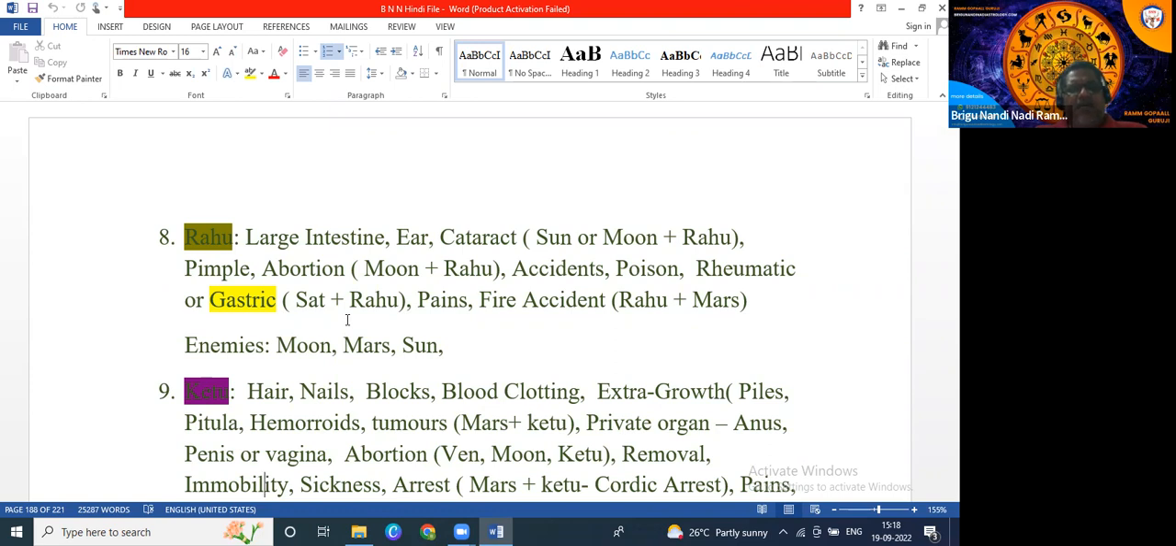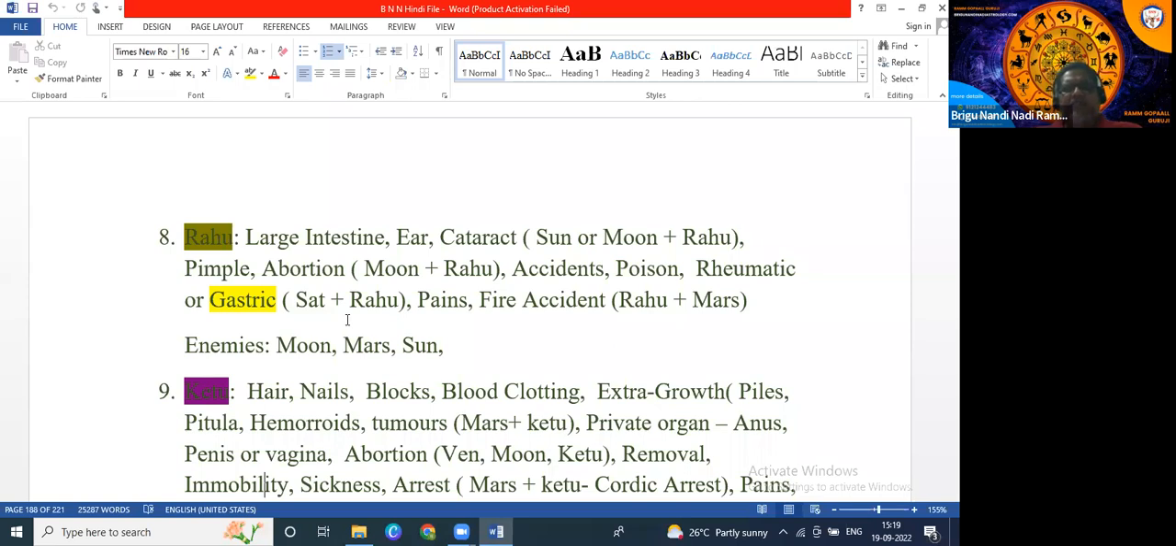And pimples are Rahu, and abortion is Moon Rahu. So Moon is Garbha and Rahu is Dosha, Garbha Dosha, abortion. And accidents. Rahu is the planet of accident. And Rahu is poison. And suppose Moon and Rahu are together, the native may take poison if committing suicide, for example. And rheumatic or gastric problem, Saturn plus Rahu, rheumatic gastric. And pains, Rahu is pains.